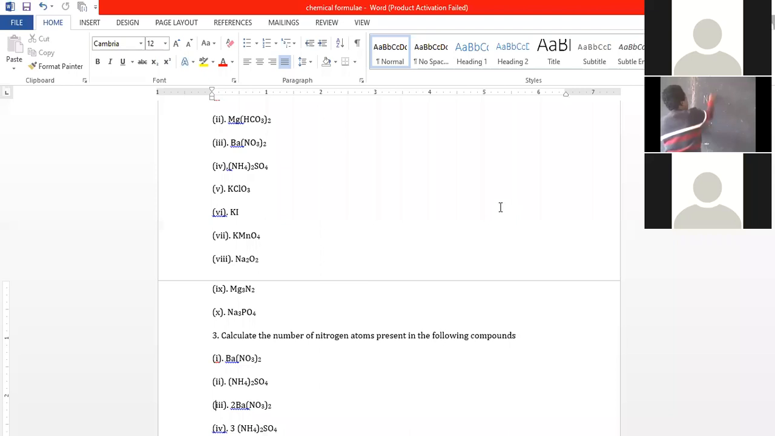We have ammonium, then sulfate, and there's a 3 in front. We said once you put this, it affects all the elements in the compound. So for nitrogen, it was originally 1 times 2. But we have 3 of them here. So we multiply by 3 again, and that gives us 6.